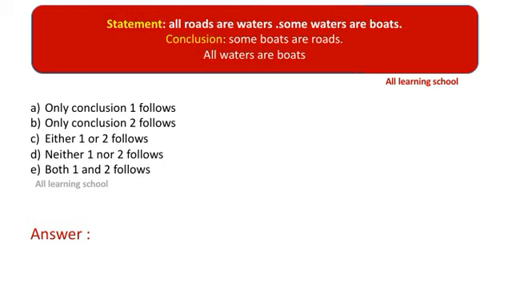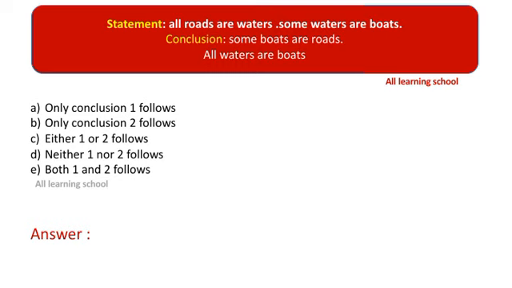Now the next question is: all roads are waters, some waters are boats. Now look at the question. First statement is positive, second statement is positive. If both statements are positive, the conclusion will be positive. So we will look at the conclusions. Isn't there any negative conclusion? Because the first conclusion, some boats are roads, is positive. Second conclusion is positive, both conclusions are positive. So we will not use the first rule.